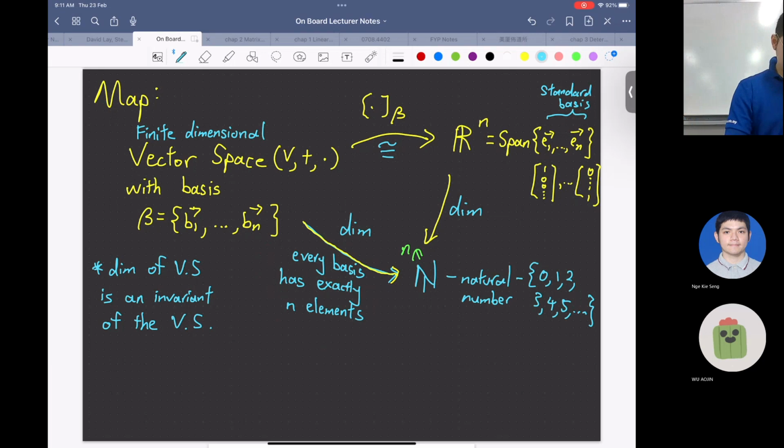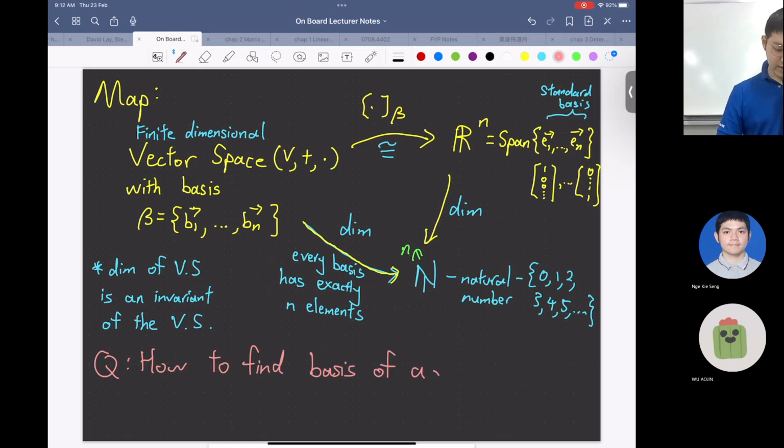So today we will address the question of how to find a basis of a vector space in general.